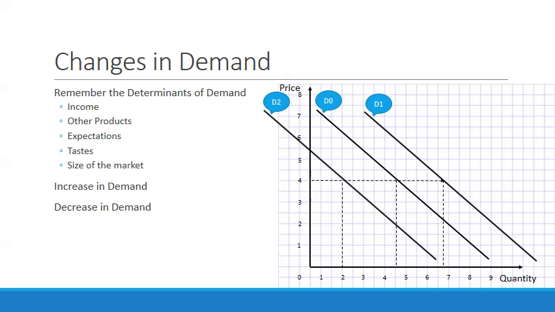So price causes changes in quantity demanded. The determinants of demand cause shifts in demand with prices remaining the same. Very important key point. You're going to see this over and over again, so make sure you understand that.